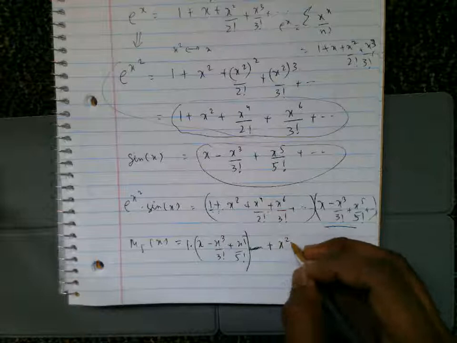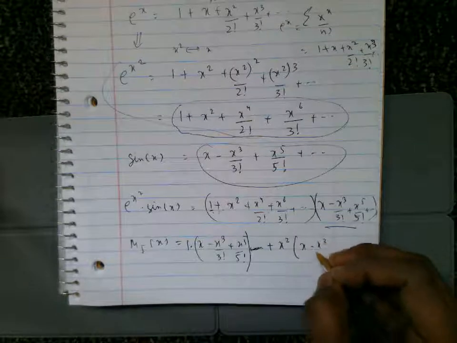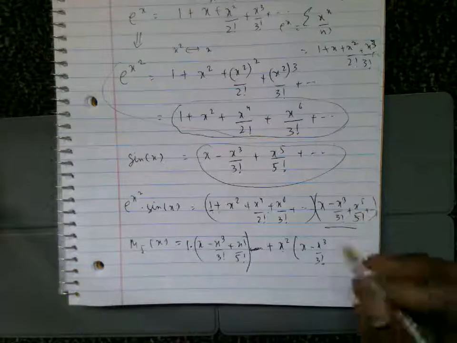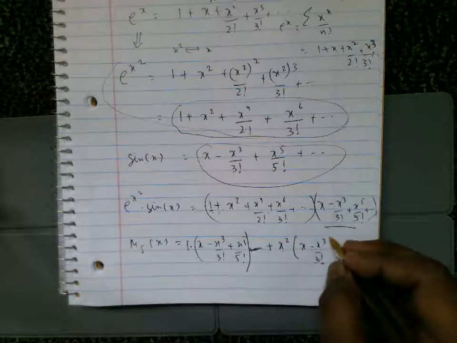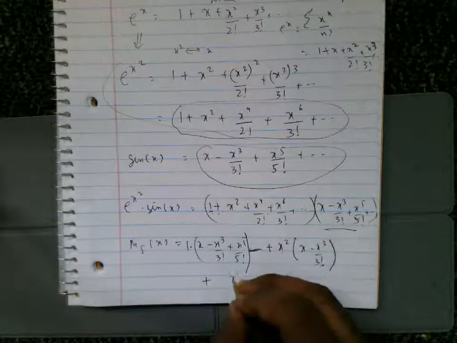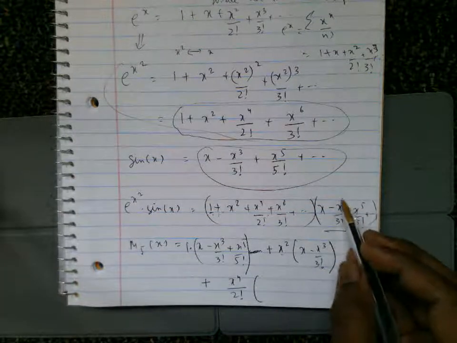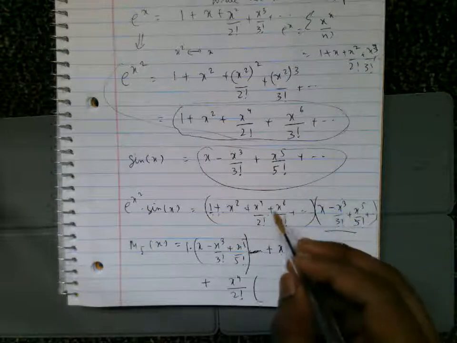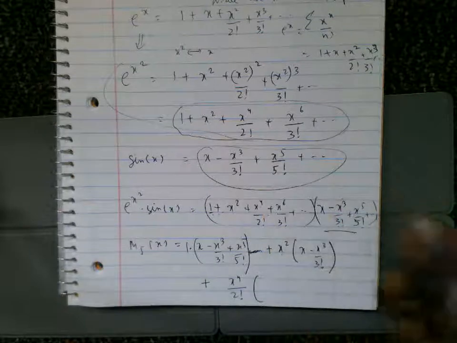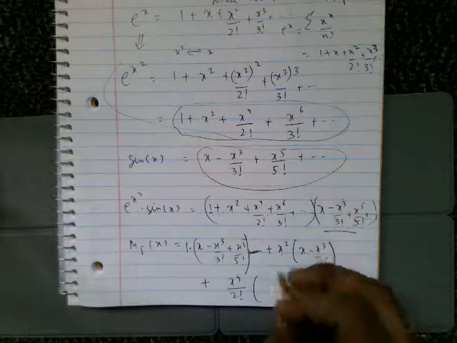Plus x squared times this, so x minus x cubed by 3 factorial, and when x square is multiplied by x to the power 5, you will have x to the power 7, so we don't need that. So I can just ignore the rest of the terms here. And x to the power 4 by 2 factorial times this: with the same logic, I can ignore this term and all the other terms, because when x to the power 3 is multiplied with x to the power 4, you will have x to the power 7. So we just want the fifth degree polynomial, so we can ignore these terms.